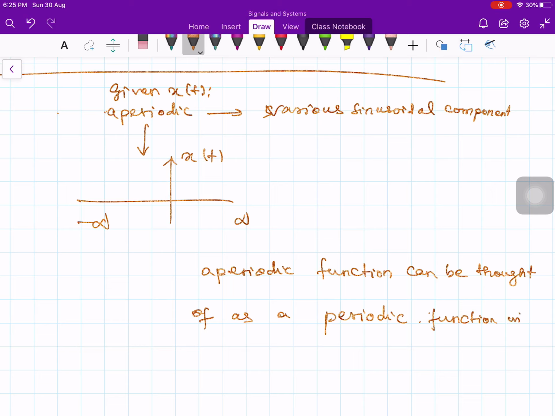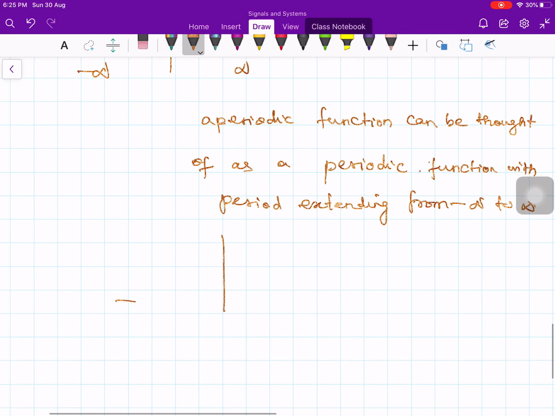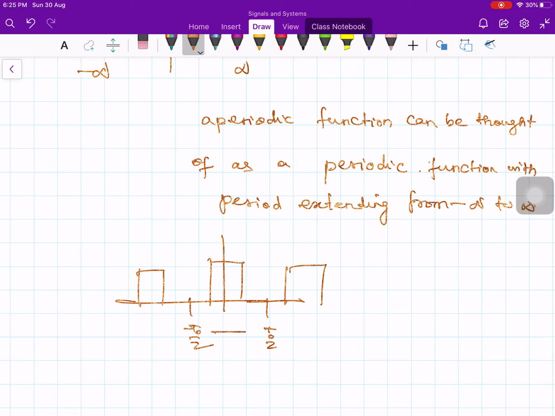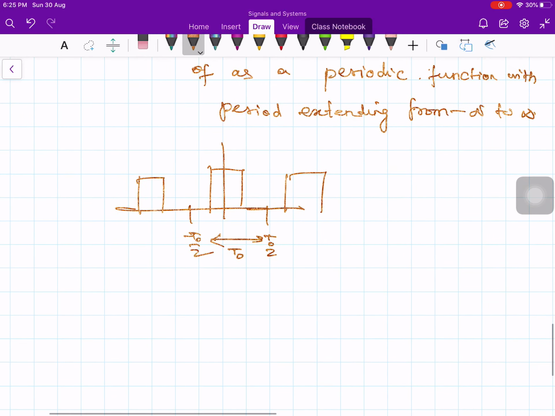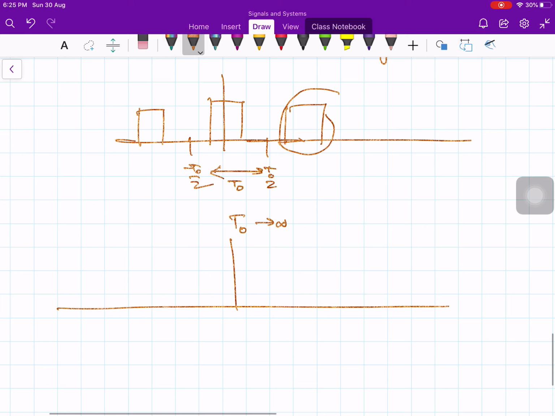with the period extending from minus infinity to plus infinity. Suppose, for example, I have the periodic function like this. Let us say this is my period, minus t0 by 2 to plus t0 by 2, so the total period is t0. Now what I am saying is, you make this t0 go to infinity. That means the next pulse is going to occur after infinity. So you have only one pulse, and after that the next pulse comes after infinity.